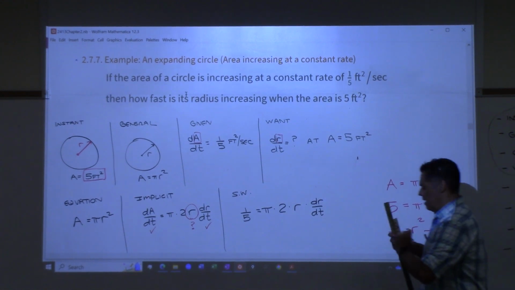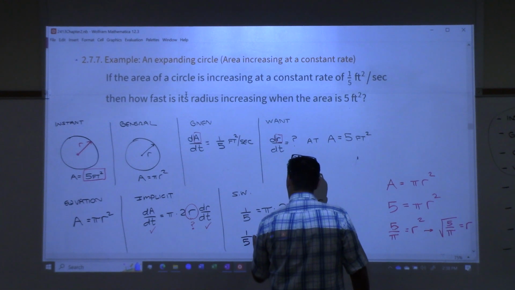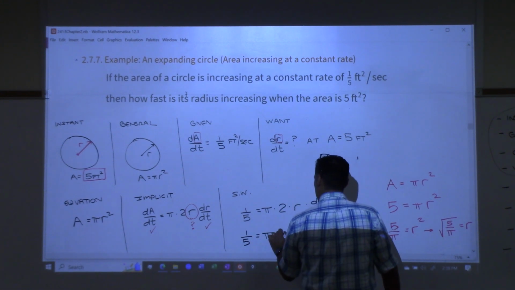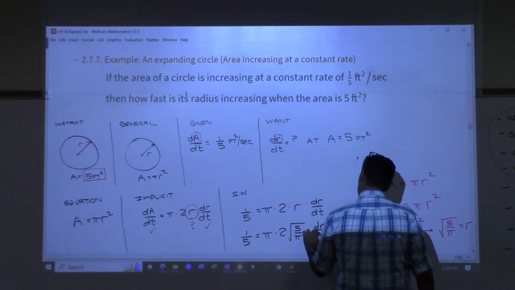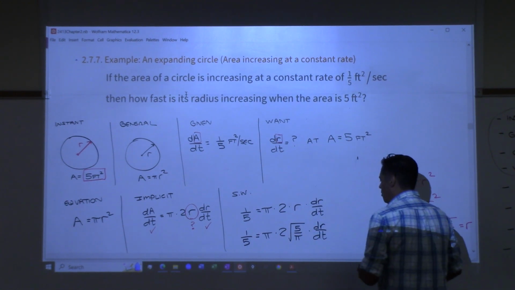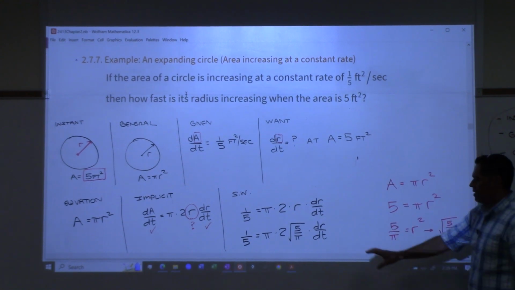So I can plug that in here now. 1/5 equals pi times 2 times the radius, which is the square root of 5 over pi, times dr dt. And we're trying to solve for what? dr dt. Okay, so we just got to get this by itself.